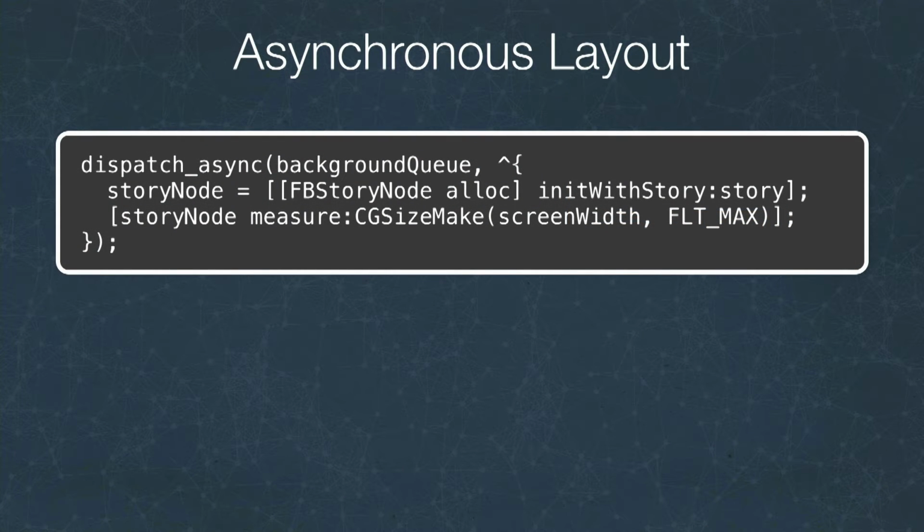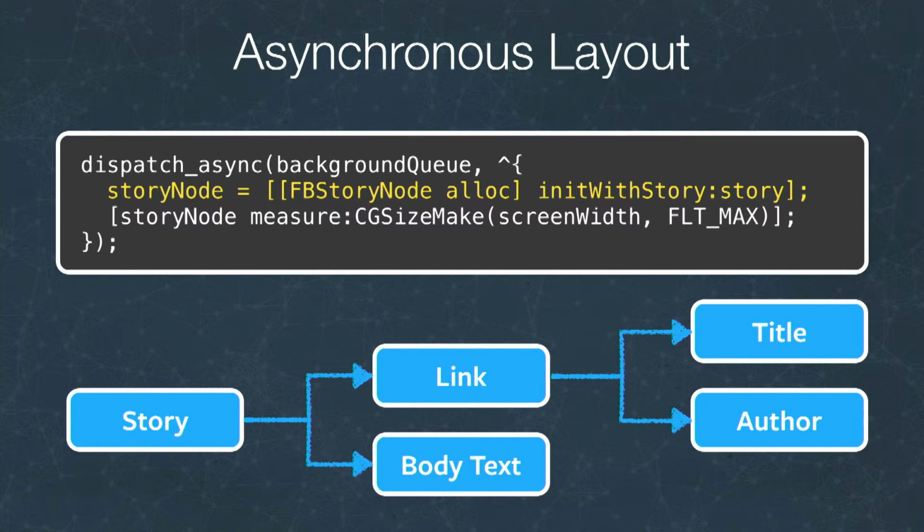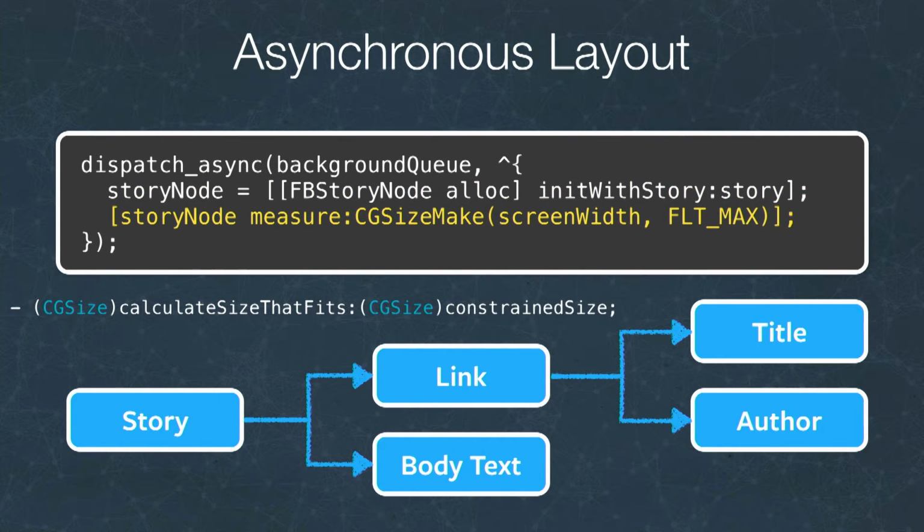So we have a background queue here, and we run this line that simply allocates an object called FBStoryNode, which is the overall story. What this does is simply go through, just like creating a view hierarchy, and set up this hierarchy of nodes, calling addSubnode along the way. And then while on the background queue, we call this method called measure, which proceeds through the hierarchy and calls calculateSizeThatFits on everything.